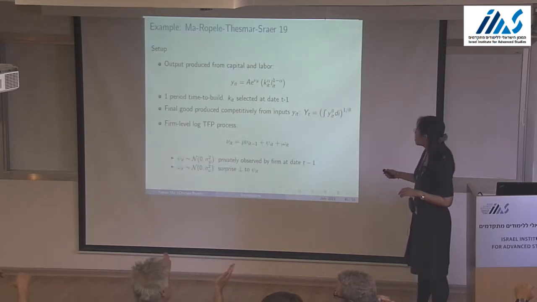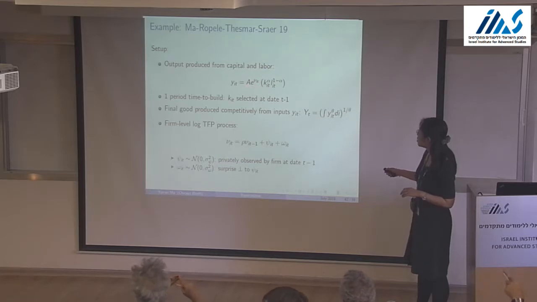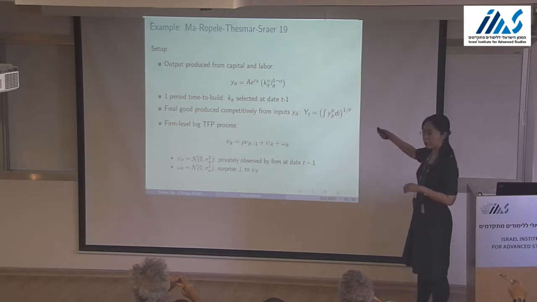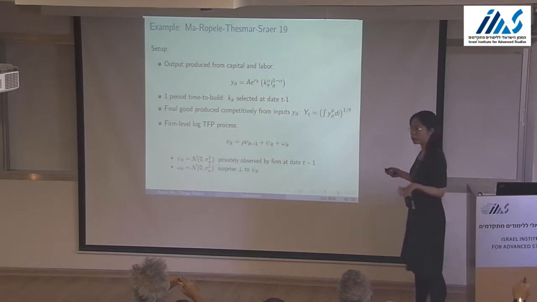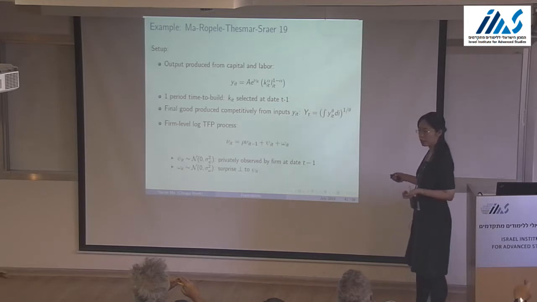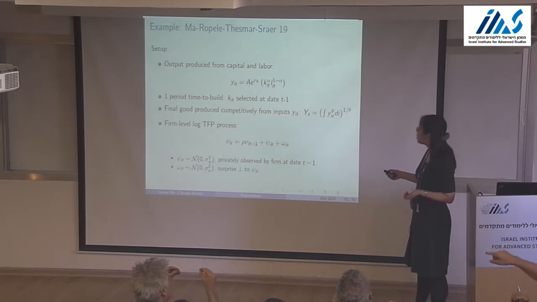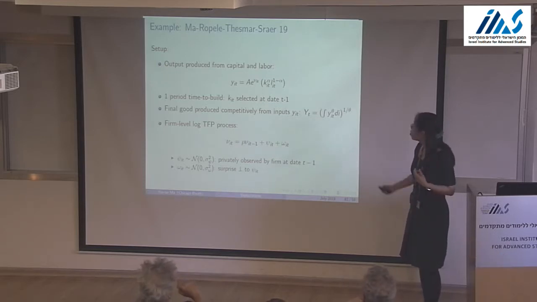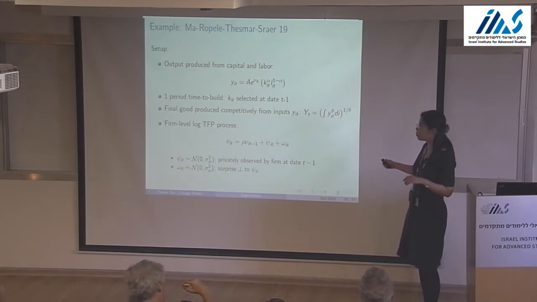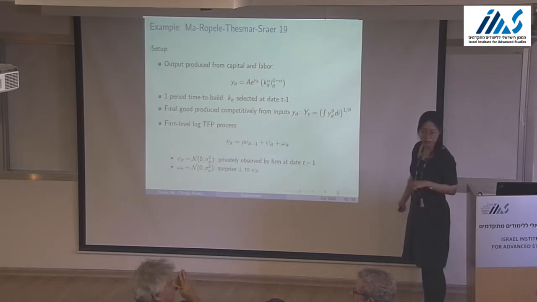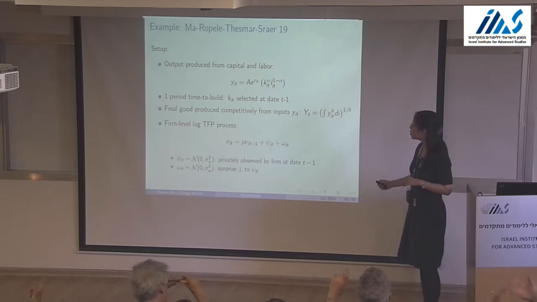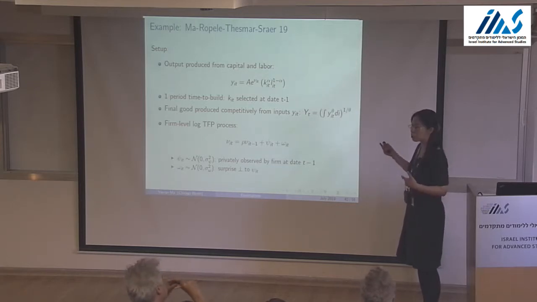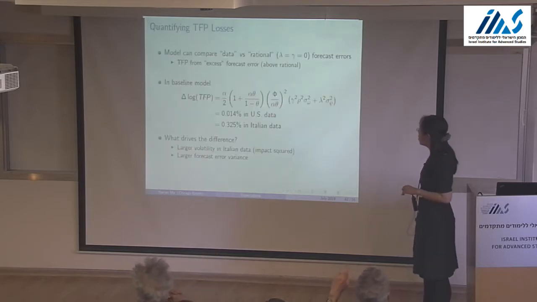What is TFP? You can divide Y by K and L to recover the loss in Y, then you need to multiply back the K and the L. What's the definition of TFP? The definition of TFP is output divided by capital and labor. This is at the firm level, so the TFP is the aggregate TFP, which is once you've done the aggregation, divided by aggregate labor. So then you can translate it back to the loss in output by multiplying back the inputs. Yes?